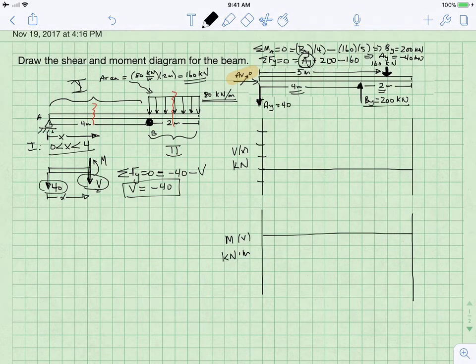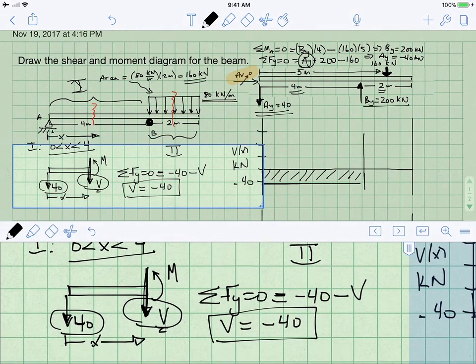And so now I can sketch that over here on my sketch of what's going on. And so what I've just found is that shear is equal to minus 40 kilonewtons between 0 and 4. And so that makes sense, right? It makes sense because the reaction was minus 40 at that position. And so that's what the shear is between 0 and x and 4. So now we have to think about what the moment is.